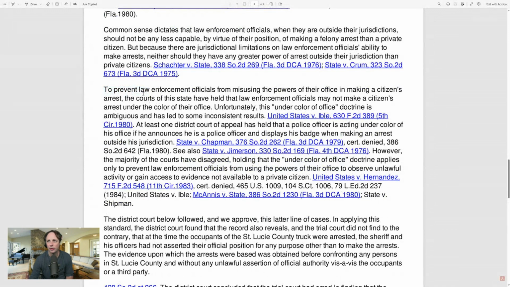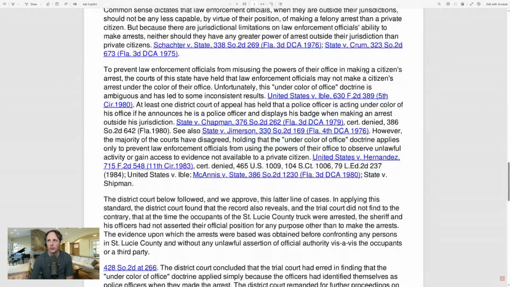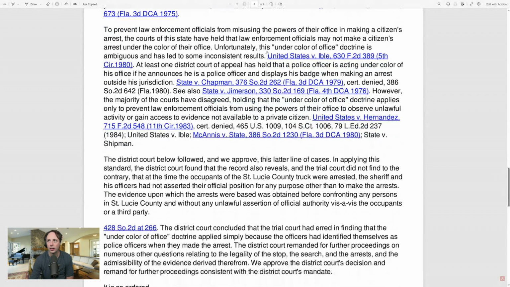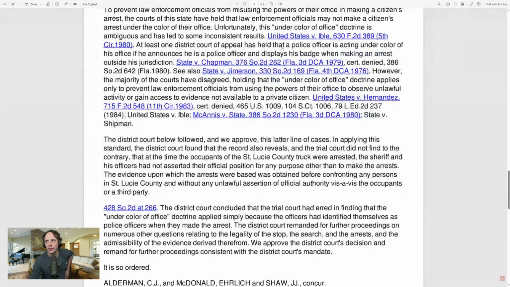To prevent law enforcement officials from misusing the powers of their office and making a citizen's arrest, the courts of the state have held that law enforcement officials may not make a citizen's arrest under the color of law in their office. Unfortunately, this color of office doctrine is ambiguous and has led to some inconsistent results. At least one district court of appeal has held that a police officer is acting under color of law if he announces he is a police officer and displays his badge when making an arrest outside his jurisdiction.